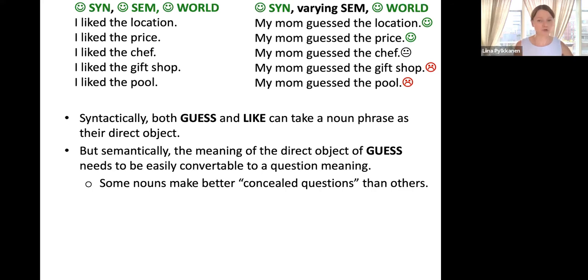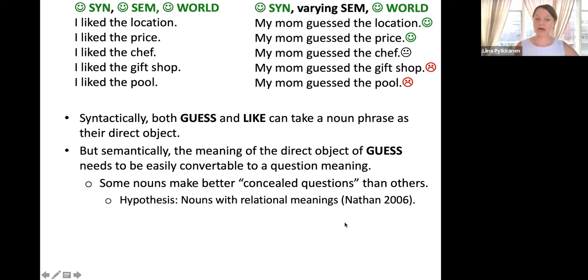So some nouns make better direct objects for guess than others, and it seems to depend on their ability to hide this type of question meaning. We call these nouns in this kind of construction concealed questions. There's a bunch of verbs that behave this way. They can take a noun phrase, but really they convert the noun phrase into a question, like estimate, decide, verbs like that. And we have hypotheses about exactly what property of the noun makes it easily convertible to a question meaning, and they tend to be nouns that have so-called relational meanings, and there's a literature on that.